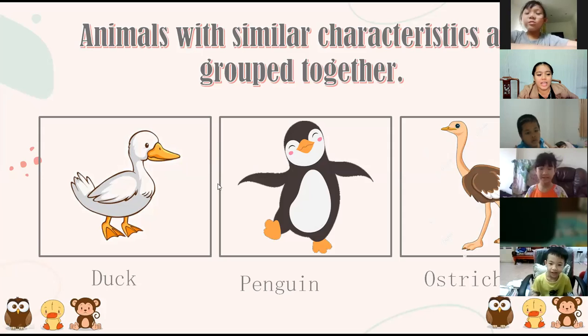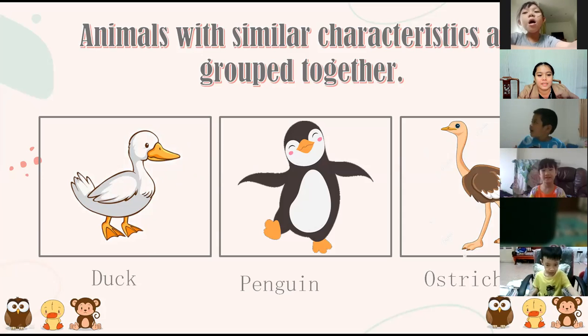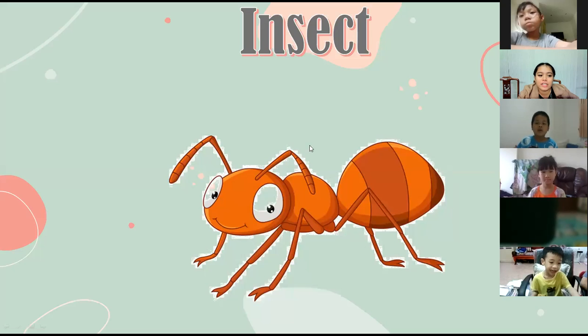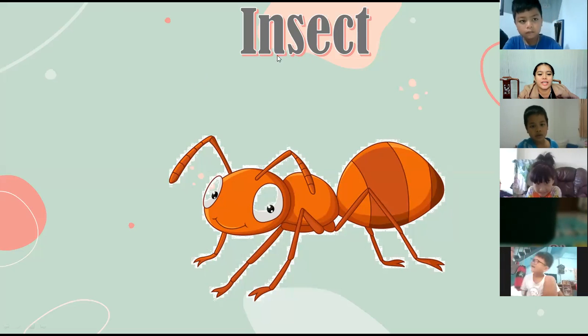Okay. These animals belong to bird family. They are all considered a bird because they have beak, they have wings, and their bodies are covered with feathers. Understand? Yes or no? Yes. Okay, now let's proceed to the insect family. Everybody say insect. Insect. Okay, let's spell out the word insect.